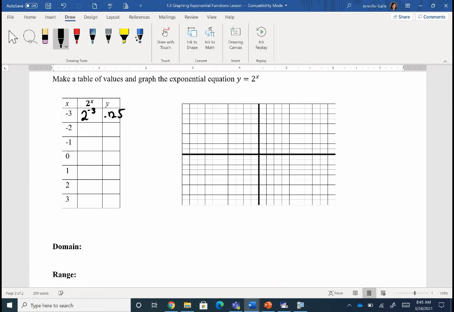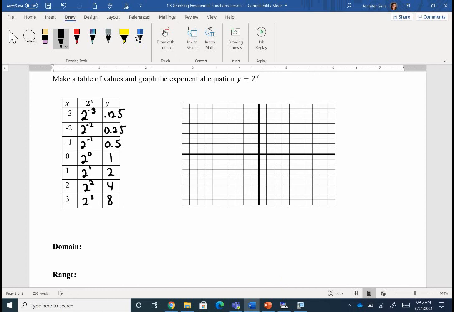And that's okay. I'm okay with that because that's getting so small. We're not going to be able to exactly graph those, whether we write them as a fraction or a decimal. Doesn't matter. And then we have 2 to the -2nd. Well, that's just a 4th. 2 to the -1st comes out to be a half. 2 to the 0 is 1. 2 to the 1st is 2. 2 to the 2nd is 4. 2 to the 3rd is 8.